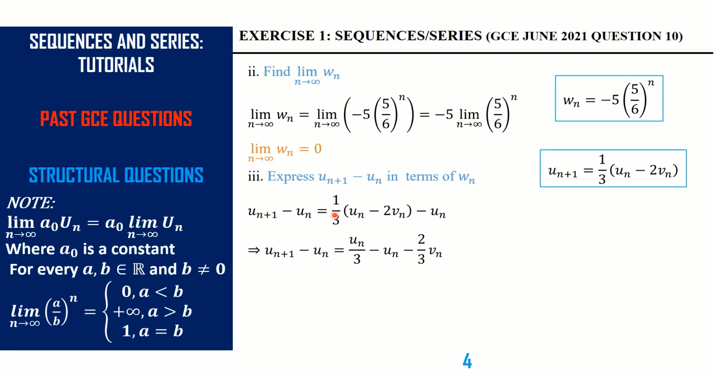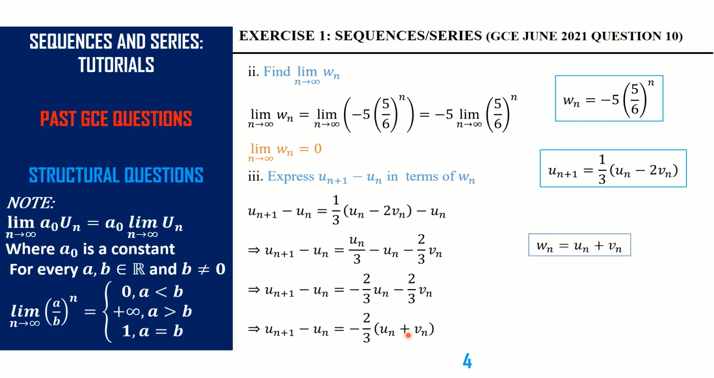So we first of all send in the 1/3 into this bracket. We are going to get u_n on 3, then minus this u_n, then minus 2 on 3 times v_n. Now we have that u_n on 3 minus u_n is negative 2 on 3 u_n, then minus 2 on 3 v_n. We can factor out the negative 2/3 and we get u_{n+1} minus u_n to be negative 2/3 into (u_n plus v_n). But what do we know about u_n plus v_n? u_n plus v_n is w_n. Hence, we can conclude that our u_{n+1} minus u_n is negative 2/3 times w_n, since u_n plus v_n is w_n, and hence we have expressed u_{n+1} minus u_n in terms of w_n.